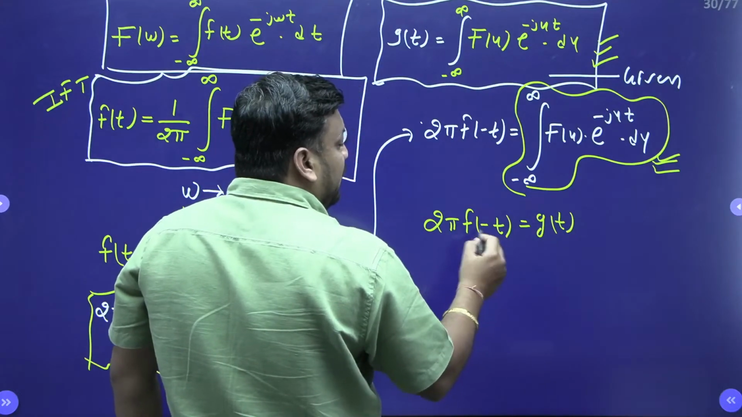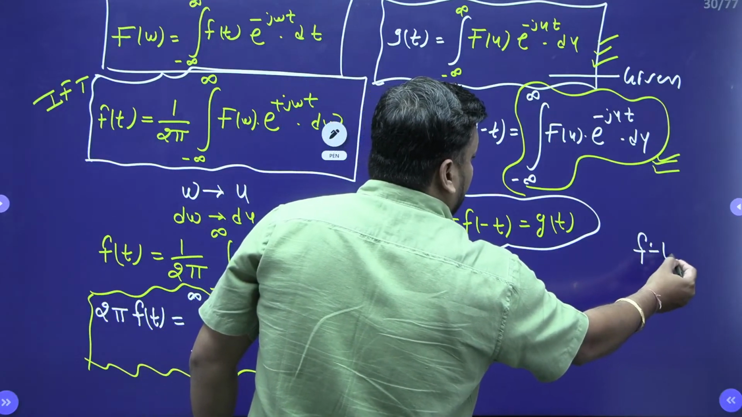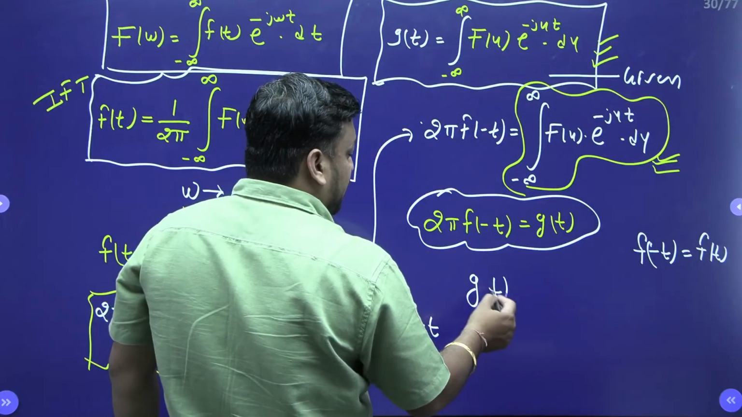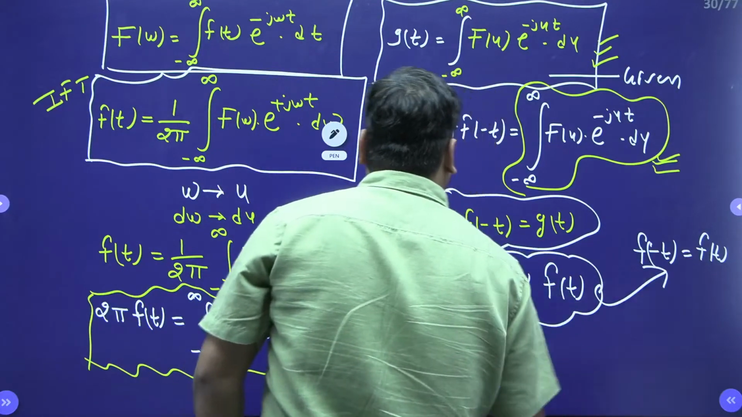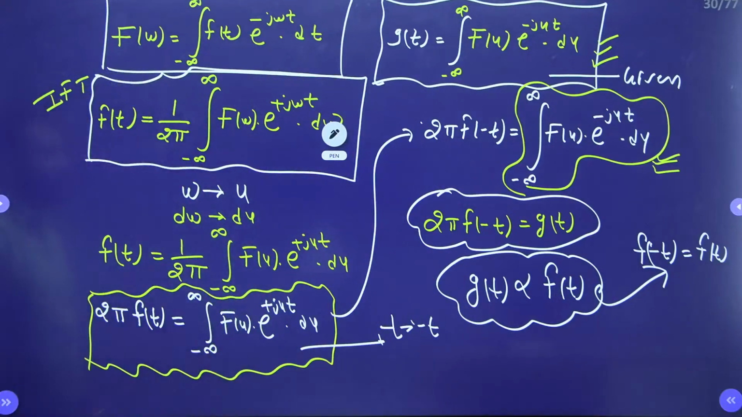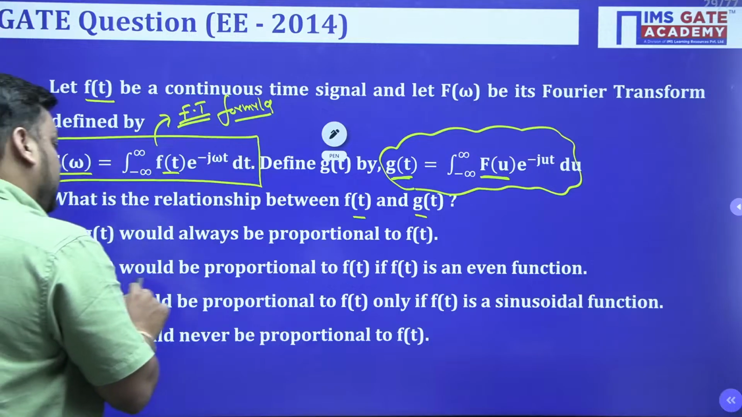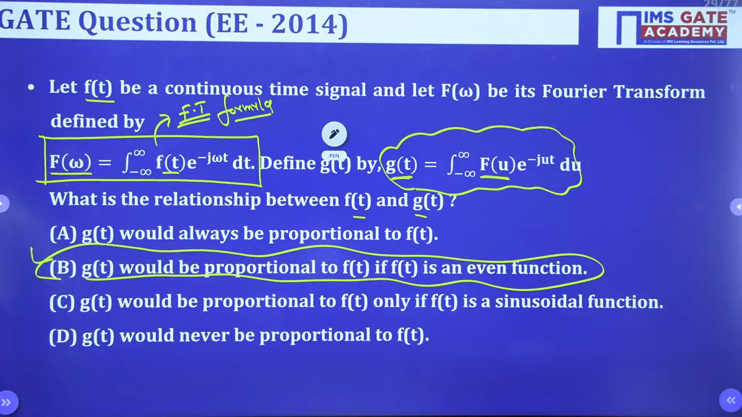So shall I say that if f(t) is an even function, then you know that f(minus t) is actually equal to f(t). If f(t) is an even function, then you will say that g(t) will be proportional to f(t). So the answer is option number B: g(t) would be proportional to f(t) if f(t) is an even function. Is this clear to you, beta? Shall we go for next?